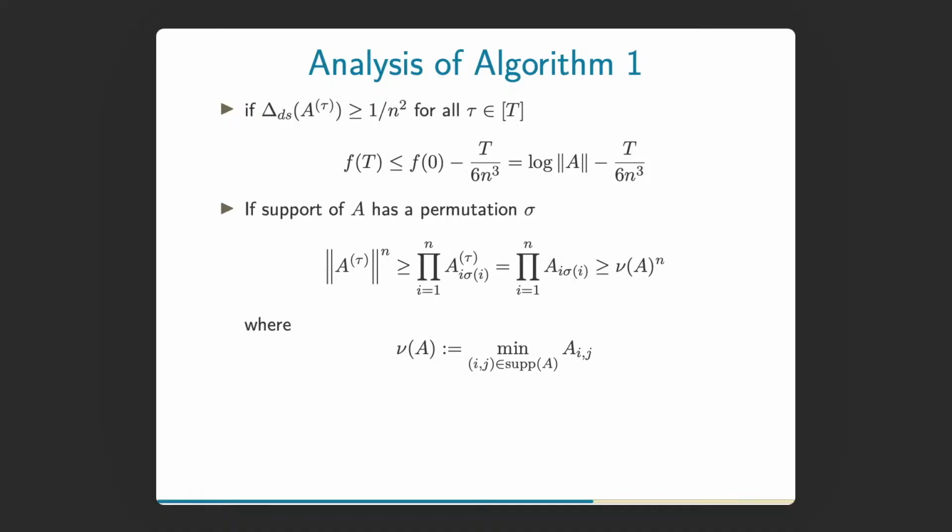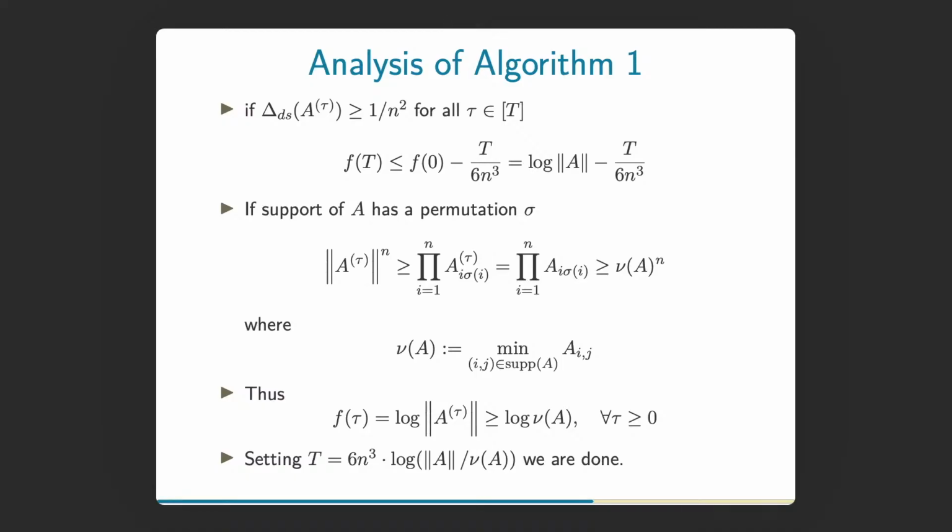And now I know that if the support of A has a permutation sigma, the norm of this is always greater or equal than the smallest entry of my matrix. That's another place where it enters the complexity. So in particular, I know that F tau, if the support of A has a permutation, my log norm can never be lower than the log of the minimum entry of my matrix. And therefore, if we set T to be like 6n cubed times log of norm of A over the least entry of A, we're done.